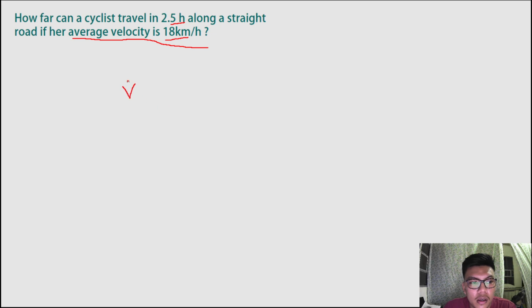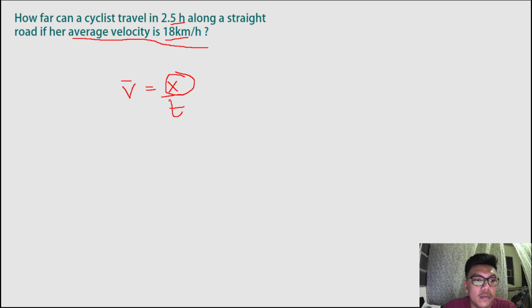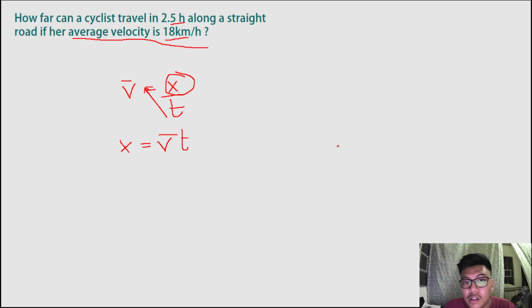So, we have V is equal to x over t, di ba? Yan ang kanyang velocity. So, we are solving for the distance or the displacement. So, in this problem, displacement tayo. So, to solve for x, cross-multiply lang. Pwede ka rin mag-manipulate dito. So, we have x is equal to v bar times t. Halos parehas lang naman yung equation ng speed at velocity. Nagkakaiba lang dun sa ginagamit na distance tsaka sa displacement.